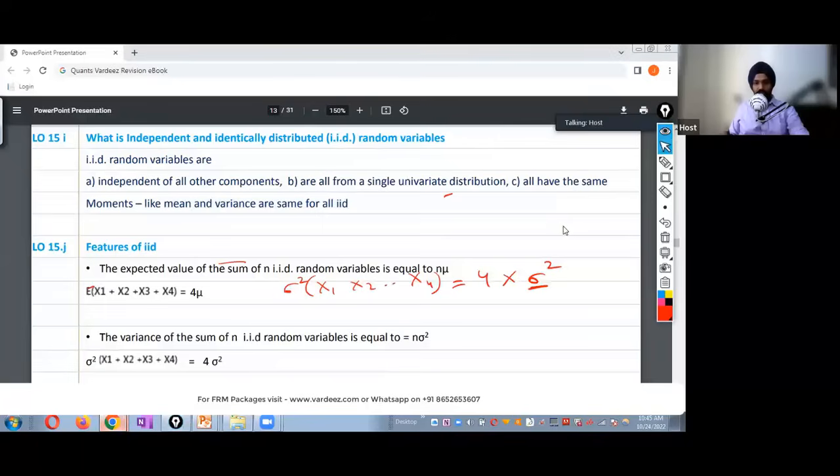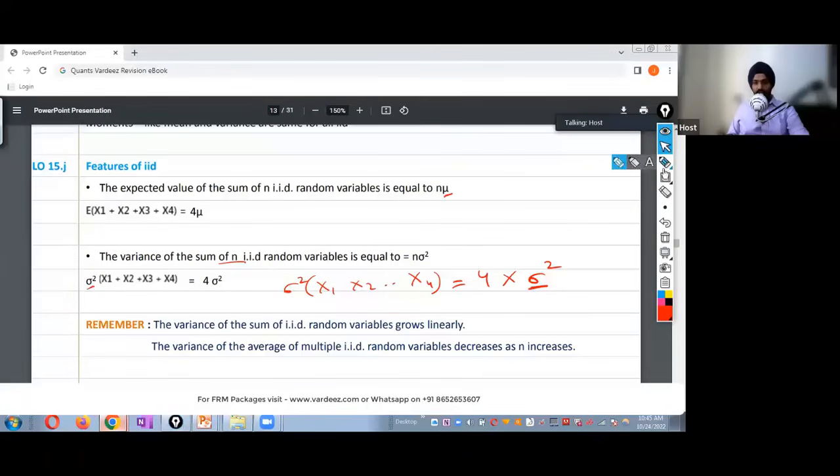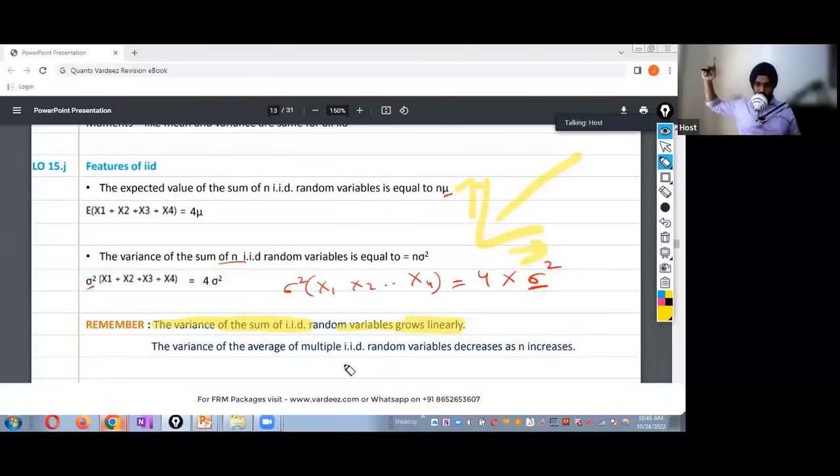Fair enough. That is something that we have for this. But pay attention, and this is very crucial. The variance of the sum of IID grows linearly. As this goes up, this will also go up. So if I have X10 or X20, it's going to be 20 multiplied by the variance of that.